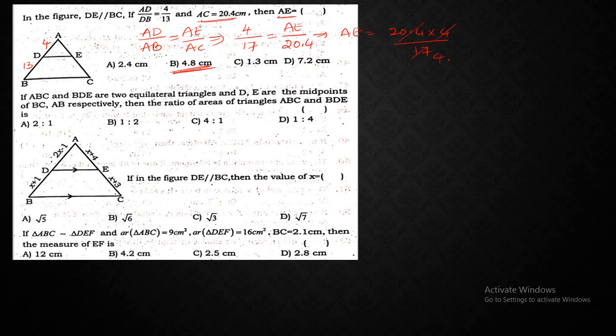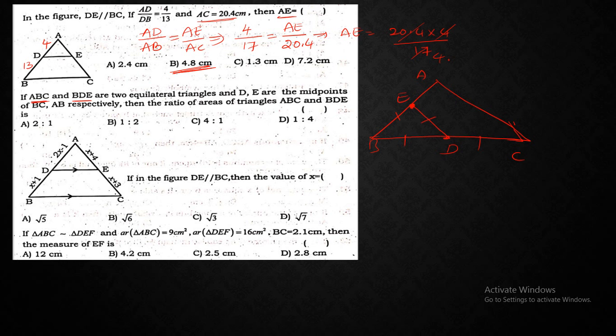Next, coming to the next question, ABC triangle and BDE triangles are two equilateral triangles and D, E are midpoints of BC and AB respectively. Then the ratio of areas of triangle ABC and BDE. So what he has given, there is a triangle ABC and next BDE. So this is B, D, E. So D is midpoint of BC and E is midpoint of AB. So when I join this, these sides are equal.